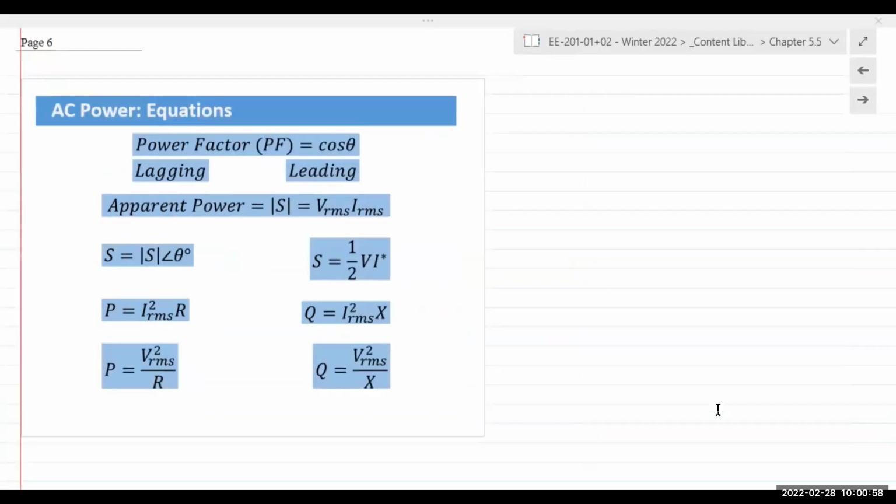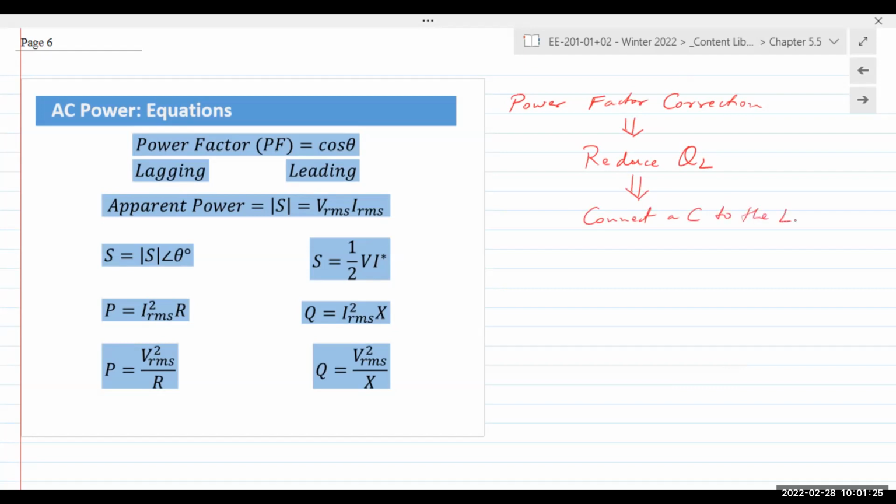So power factor correction seeks to reduce the requirement of inductive power, reduce QL, by connecting a capacitor in parallel to the inductive load.